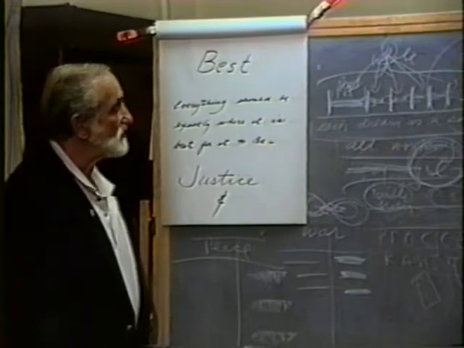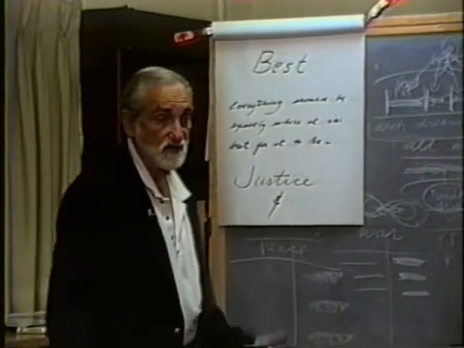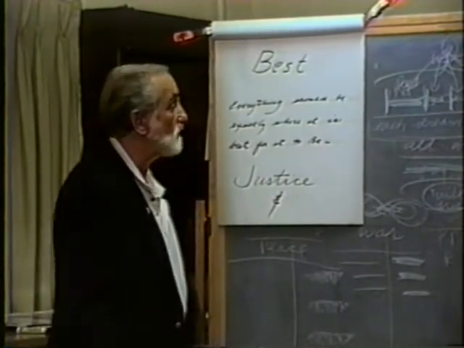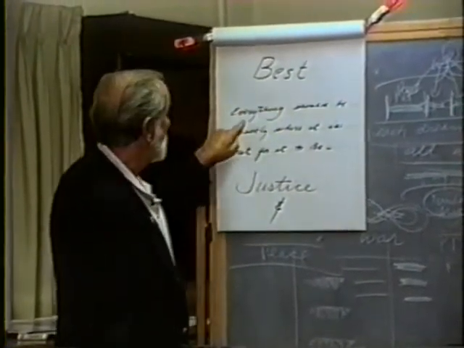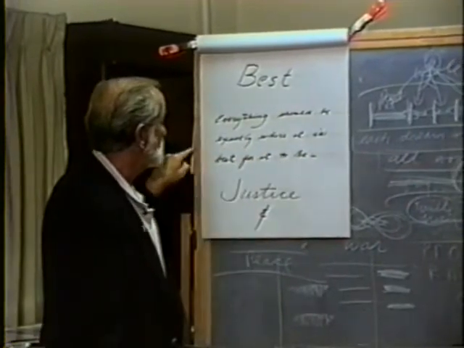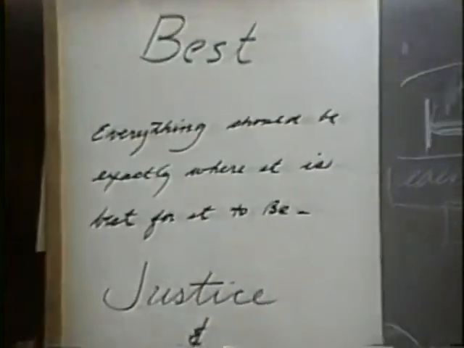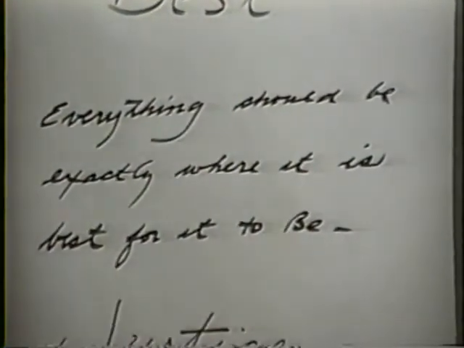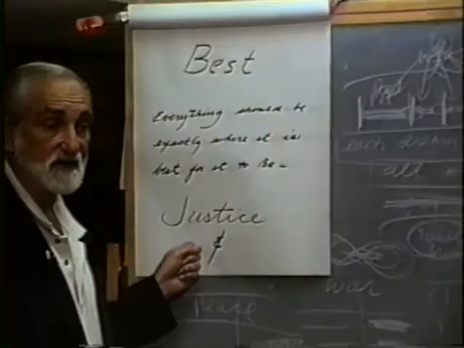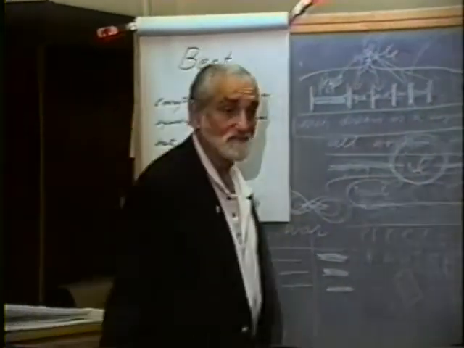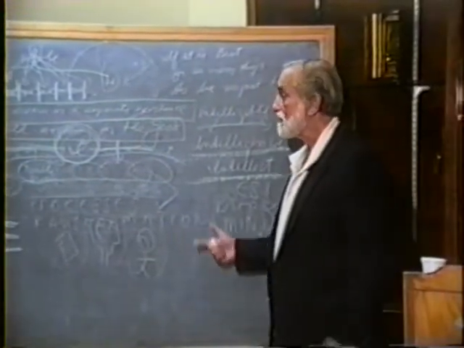And you would have to see, would you not agree, the basic thing you'd have to see over and over again, the thing every man wants to see, every person in the world wants to see, every person who's ever been born wants to see. That everything should be exactly where it is best for it to be. That's what you really want to see. For if you can see that, that means the universe is justice. And we're not going to stop until we find that out. That's our goal. That's where man is going.